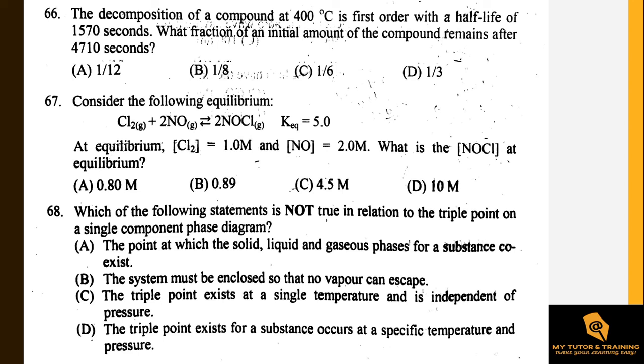This means the initial concentration of the reactant over 8 is equal to the concentration at that time, and from this we have 1 eighth of the amount of the compound remaining after 4710 seconds. After 4710 seconds we have this amount of reactant left over.